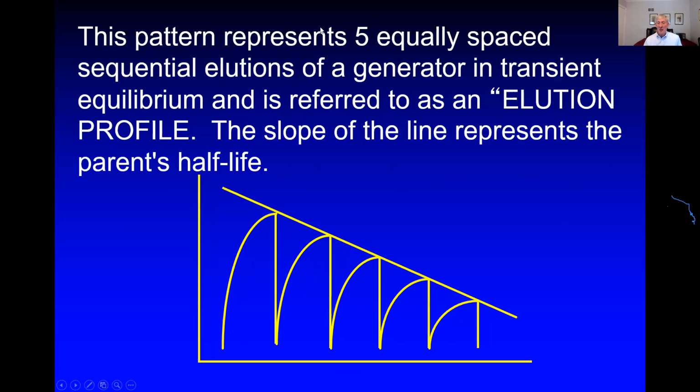So as this says, it's equally spaced elutions. It's in transient equilibrium. And how did you know that? Because this line is not a flat line up here. And during the 10 half-lives of the daughter, we see a lot of parental decay taking place. So this is an elution profile for a generator in transient equilibrium. And the pattern here is simply equally spaced in time elutions from that generator.